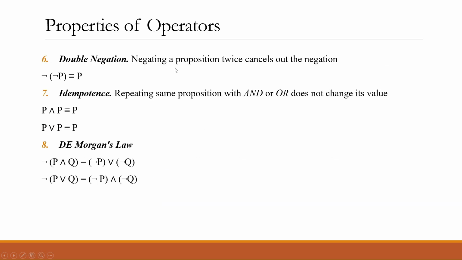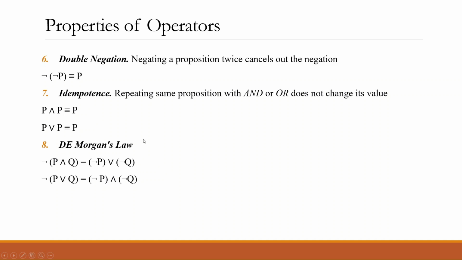Double negation. Negating a proposition twice cancels out the negation. So the negation of the negation of P is equal to P. Idempotence. Repeating the same proposition with AND or OR does not change its value. So P and P equals P, and P or P equals P. Okay, so it's the same value as P.